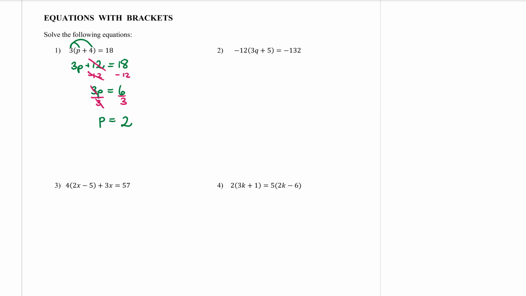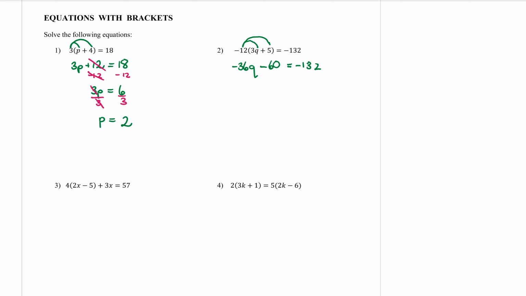Okay, question 2. Always expand the brackets. So, negative 12 times 3q. Negative 12 times 3 is negative 36, and we have the letter q. Then we have negative 12 times a positive 5. You can use your calculator for all the timesing if that makes it easier, but a negative and a positive will make a negative answer. 12 times 5 is 60, and that equals minus 132.